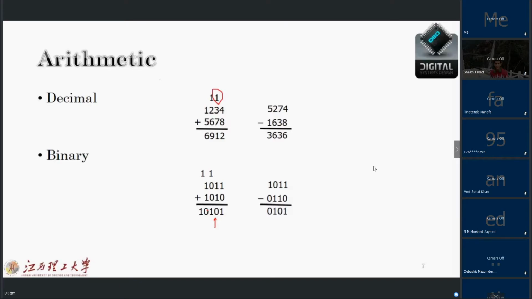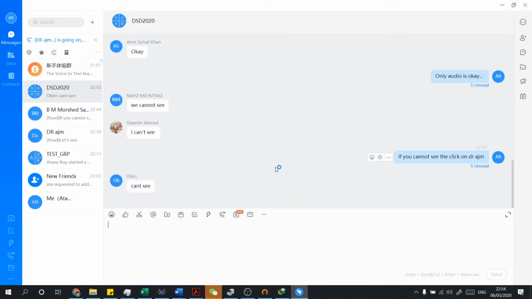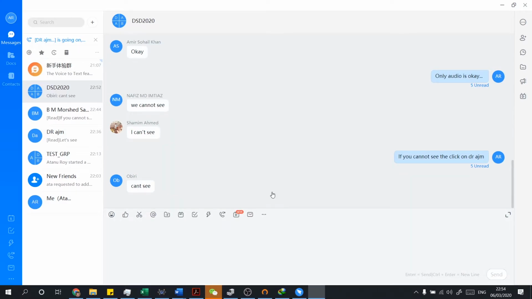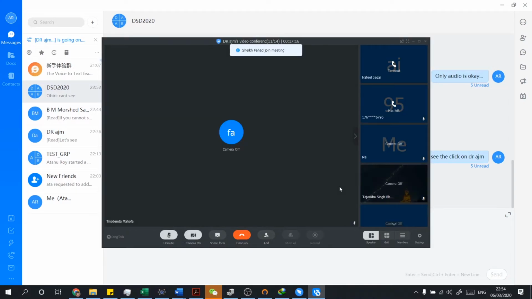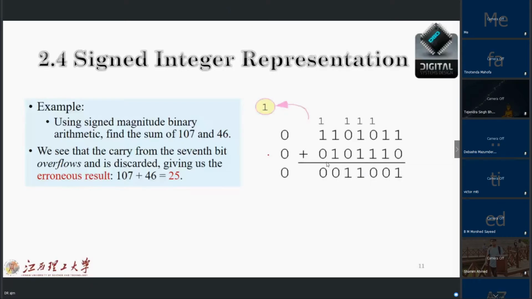As I have even written in this part for you, in decimal we are quite familiar with placing the negative sign in front of the number to denote that the number is negative. Zero, 1, 1, and then I have 0, 1, 1, 1, 1, 0. Okay, I want to do the summation for them.